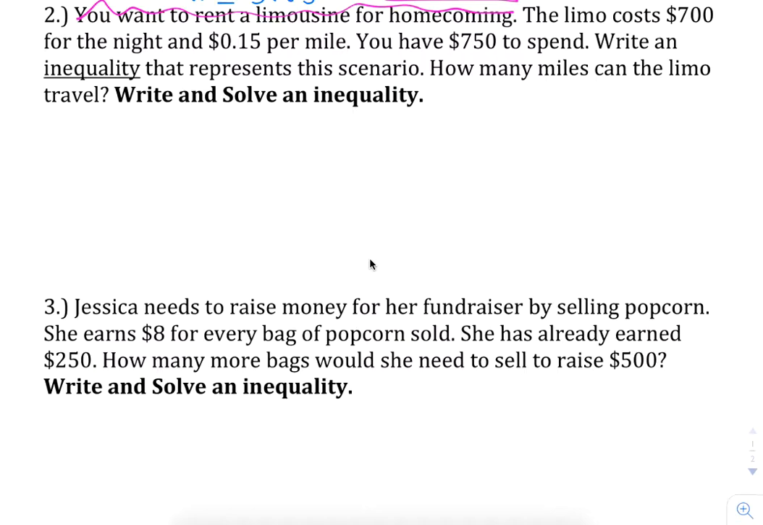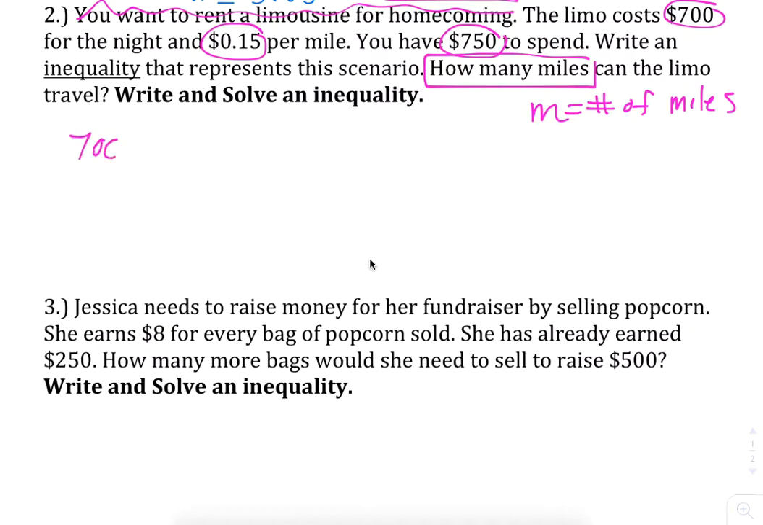Okay, I see a couple numbers. We got 700, 15 cents, 750, and I definitely know my question is how many miles can it go? Okay, so in this case, my M is going to be the number of miles. All right, let's try to set this up. The limo costs $700, so we're going to start with that. And means I'm spending more money and 15 cents per mile. Remember, per means to multiply, per mile. So I'm going to put the M next to that.